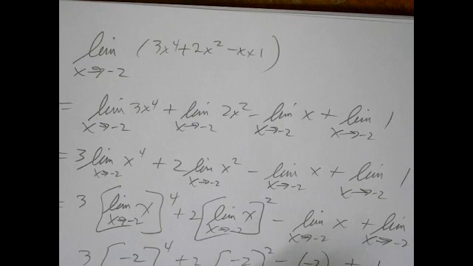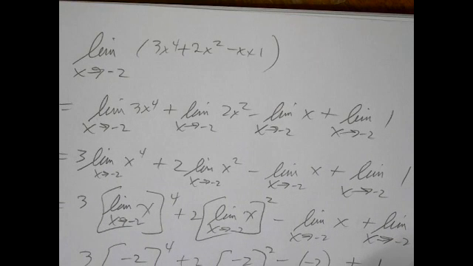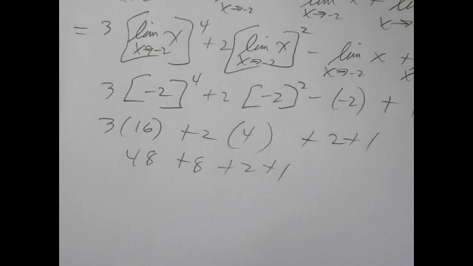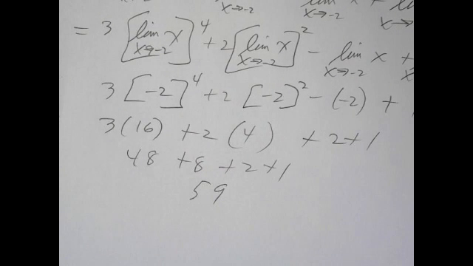-2 squared is 4. Minus a negative makes plus a positive. And 16 times 3 is 48. Oh, off the page. And 48 plus the 8 plus the 2 plus the 1 gives me 59. All right. Now, was that long? Oh, you bet it was. Calculus problems can be. It is their nature.